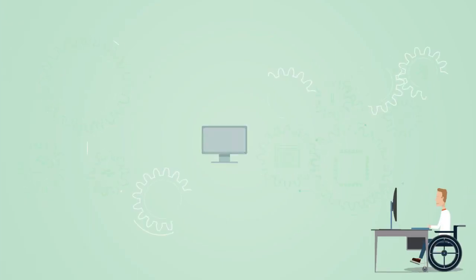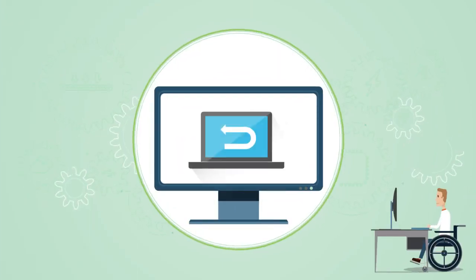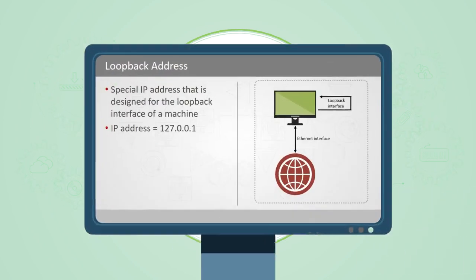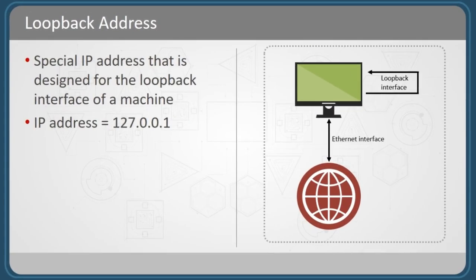Now, in this presentation, we'll take a look at what's known as the loopback address, as well as some other reserved addresses when using TCP/IP version 4. Now, the loopback address is a special IP address that is designed for what's known as the loopback interface of a machine. The IP address is always 127.0.0.1. So every device that has a network interface that is using TCP/IP version 4 has this address assigned to it by nature.